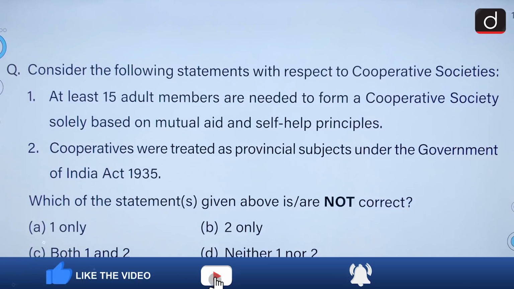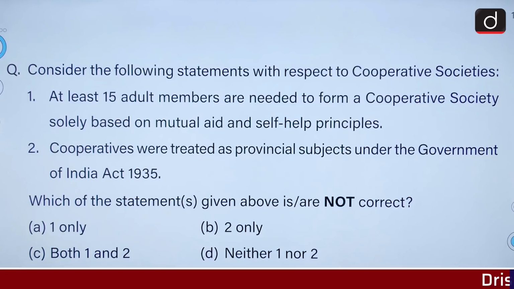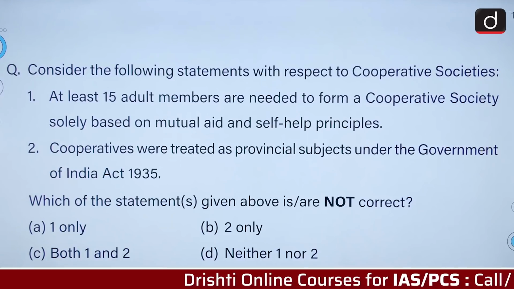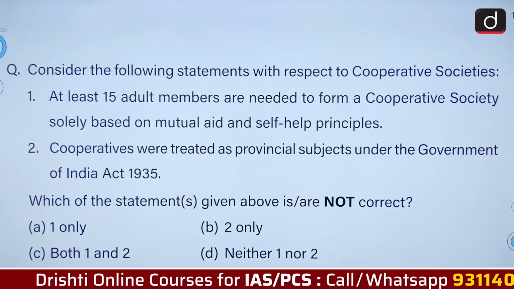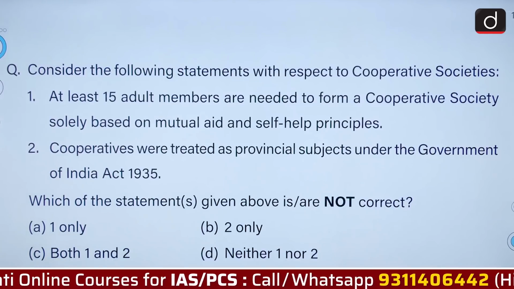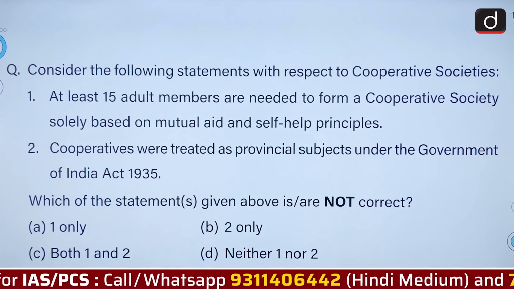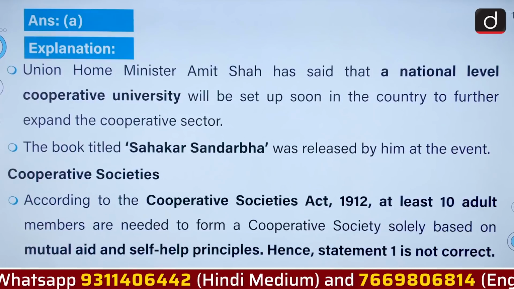Moving on. Consider the following statements with respect to cooperative societies. At least 15 adult members are needed to form a cooperative society solely based on the mutual aid and self-help principles. Cooperatives were treated as provincial subjects under the Government of India Act 1935. So we have to select the statement which is or are not correct. First is not correct because at least 10 adult members are needed according to the Cooperative Societies Act of 1912. So first is incorrect, second is correct. The correct answer to this question is option A, 1 only.